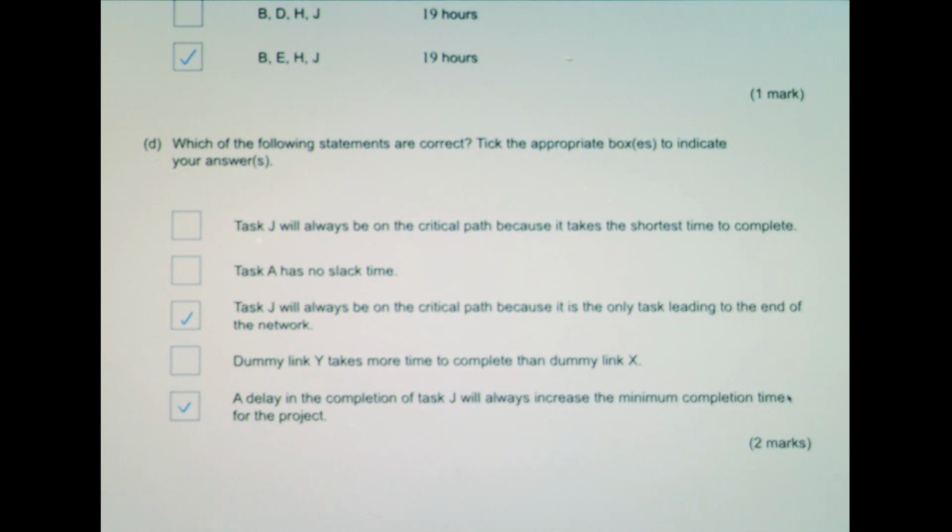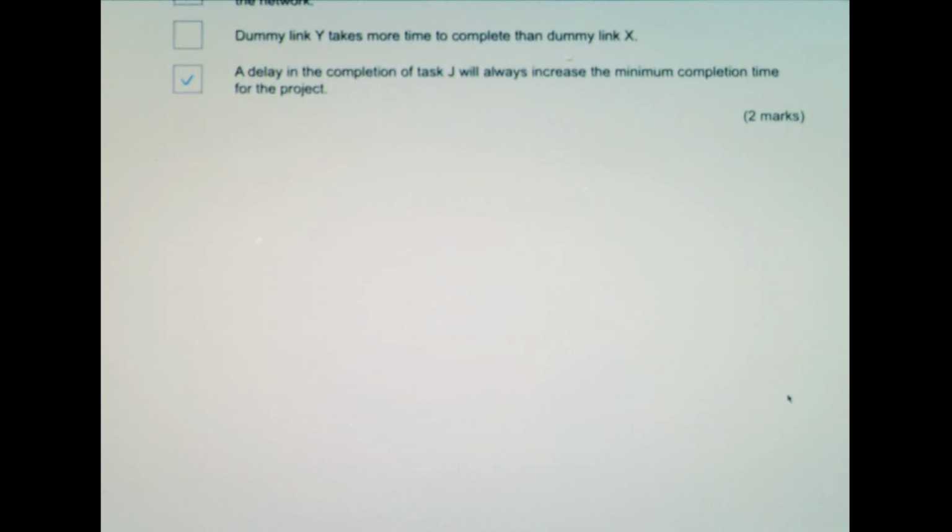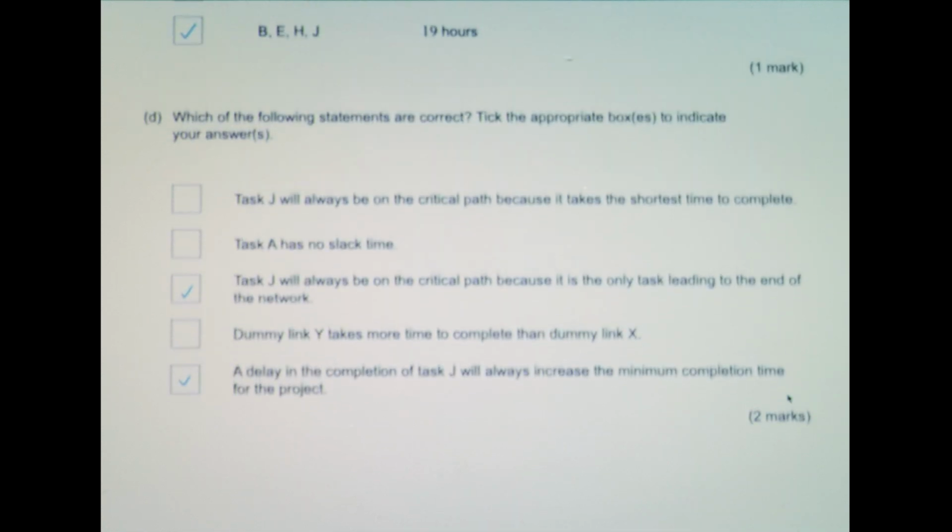And this question was done reasonably well. I think we were seeing most students get about 4 out of 5 for this one. That was probably the most common mark that I saw when I was marking. So about 4 out of 5. The explanation of the slack time, explanation of the dummy link was probably the thing that was done worst.